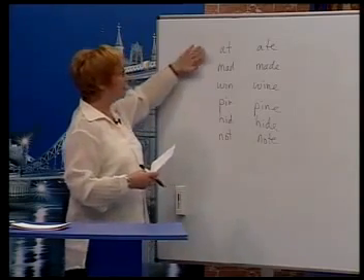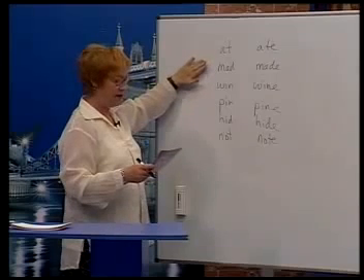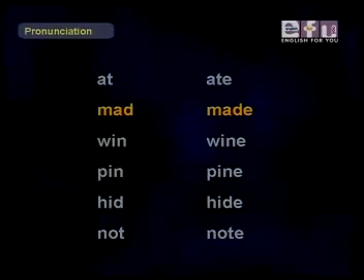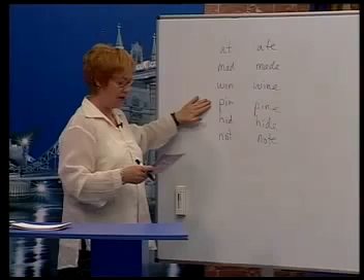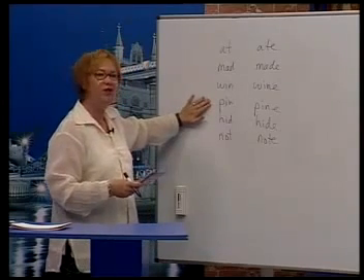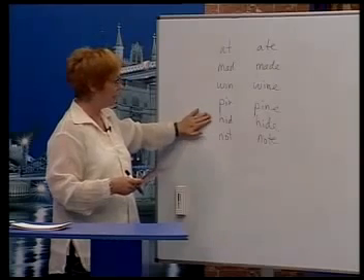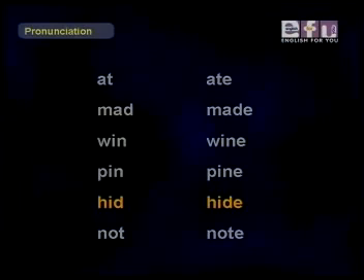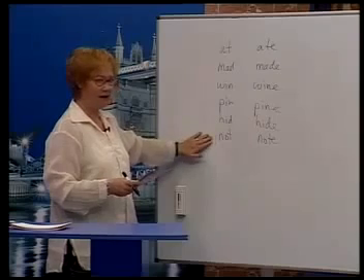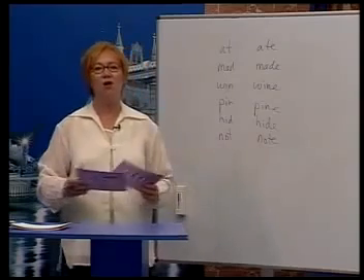Okay, Ollie? At 8. Yes, good. All right. Susan? Mat, made. Okay, Isabel? Win, wine. All right. You're a winner. And let's do this one too. Okay. Pin, pine. Yes. Okay, Susan? Hid, hide. And Ali? Not, note. Yes, very good. All right.